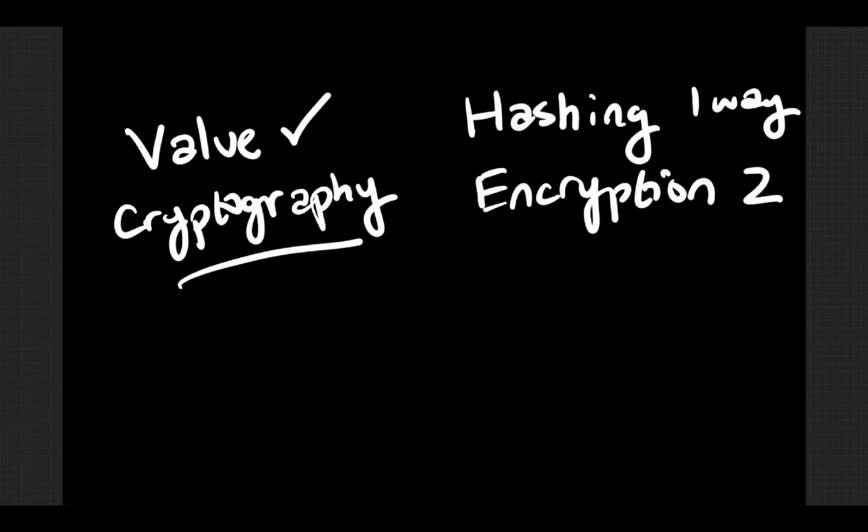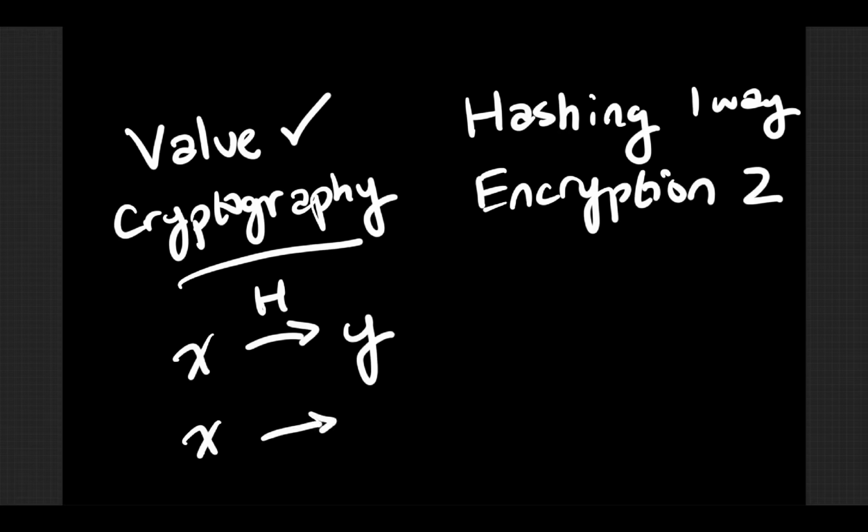How does that work? With hashing, you start with some x, and you have some mathematical function that transforms x into y. With encryption, you also start with some x and turn it into some y with some encryption function. However, with encryption, you also have a two-way street. You have decryption to go alongside with it.